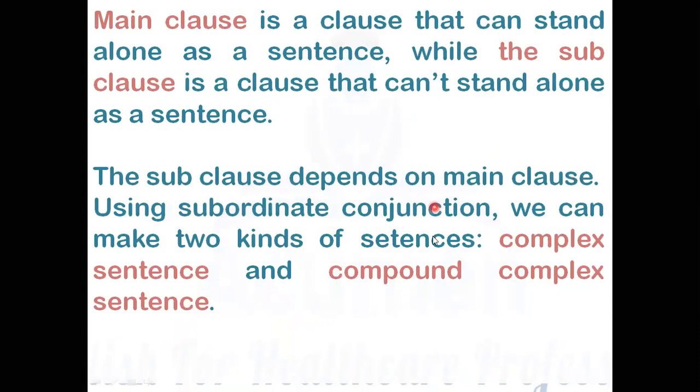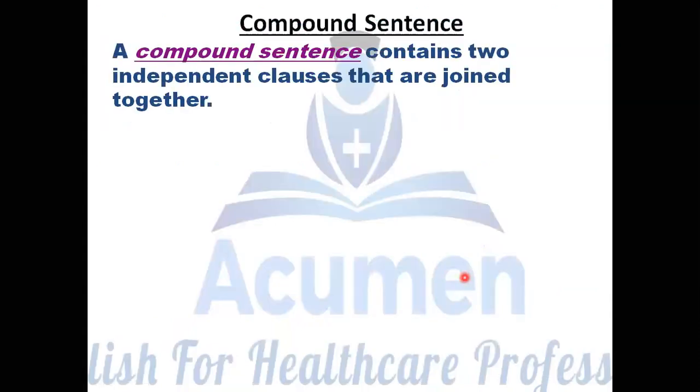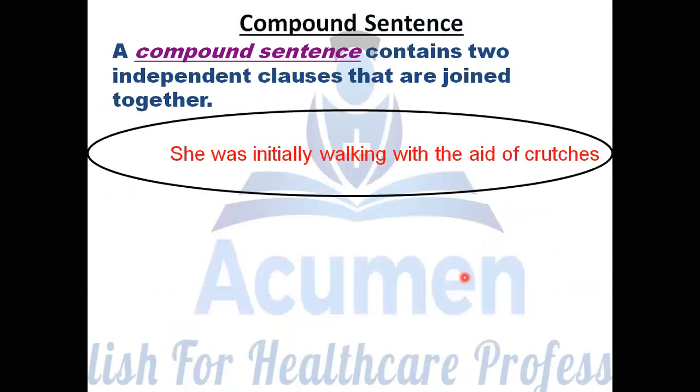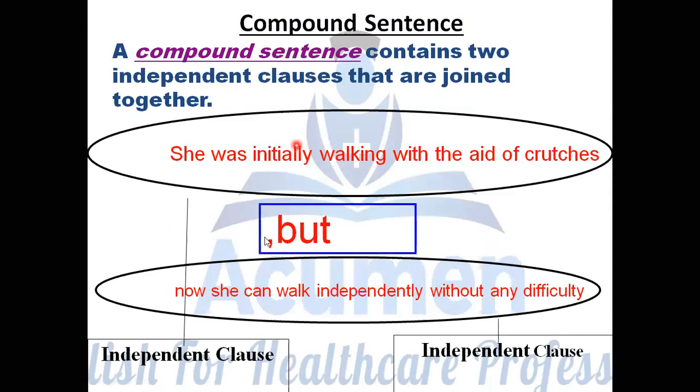By using a conjunction, you can make either a complex sentence or a compound complex sentence. So what is a compound sentence and what is a complex sentence? Today we'll be looking mainly at the compound sentence. So what is a compound sentence? It is a sentence which carries two independent clauses. The clauses, which are both independent, do not depend on each other to make sense.